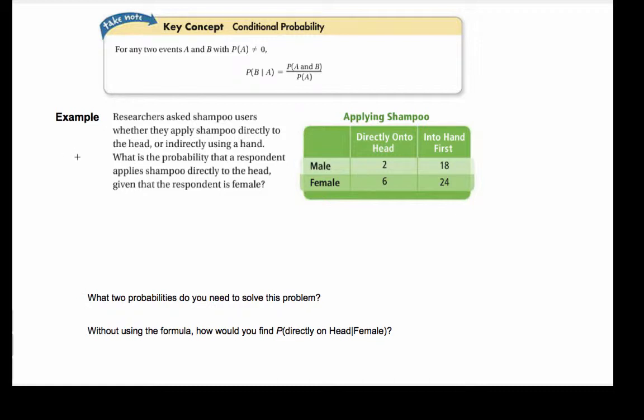Let's look at another example here. Researchers asked shampoo users whether they apply shampoo directly to the head or indirectly using a hand. What is the probability that a respondent applies shampoo directly to their head, given that the respondent is a female? So what we can write is the probability of shampoo to the head, our vertical bar, given that the person is a female.